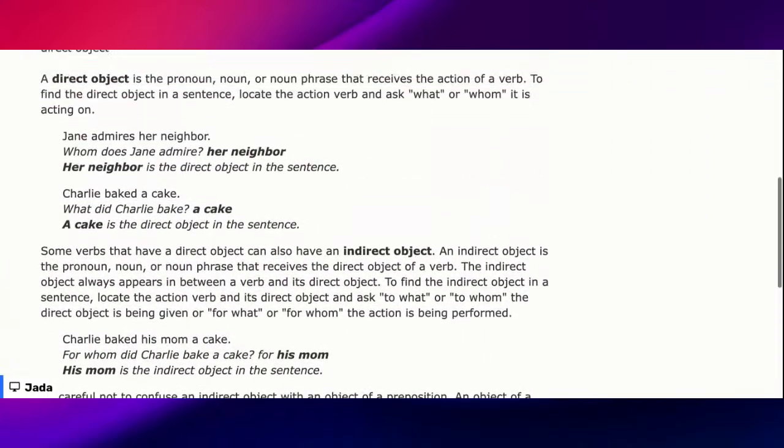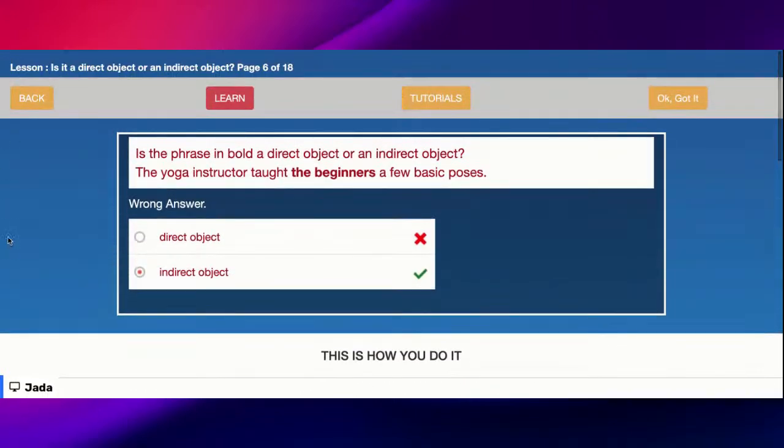So the yoga instructor there is the direct object and taught here now is the verb. So if you say, to whom did he teach? He taught it to the beginners. Okay.